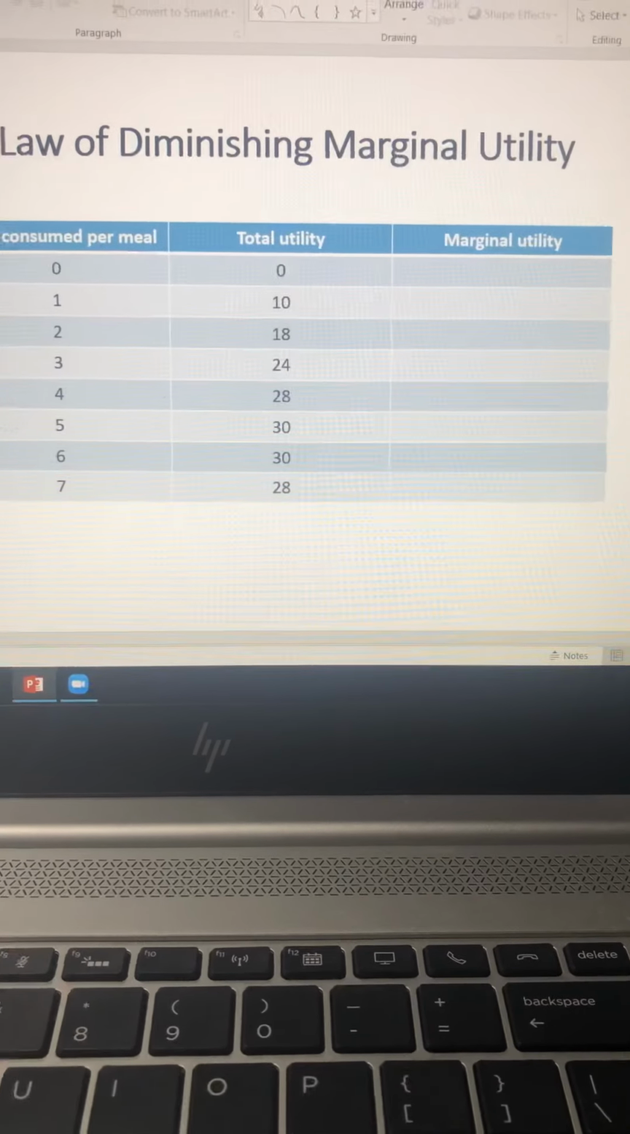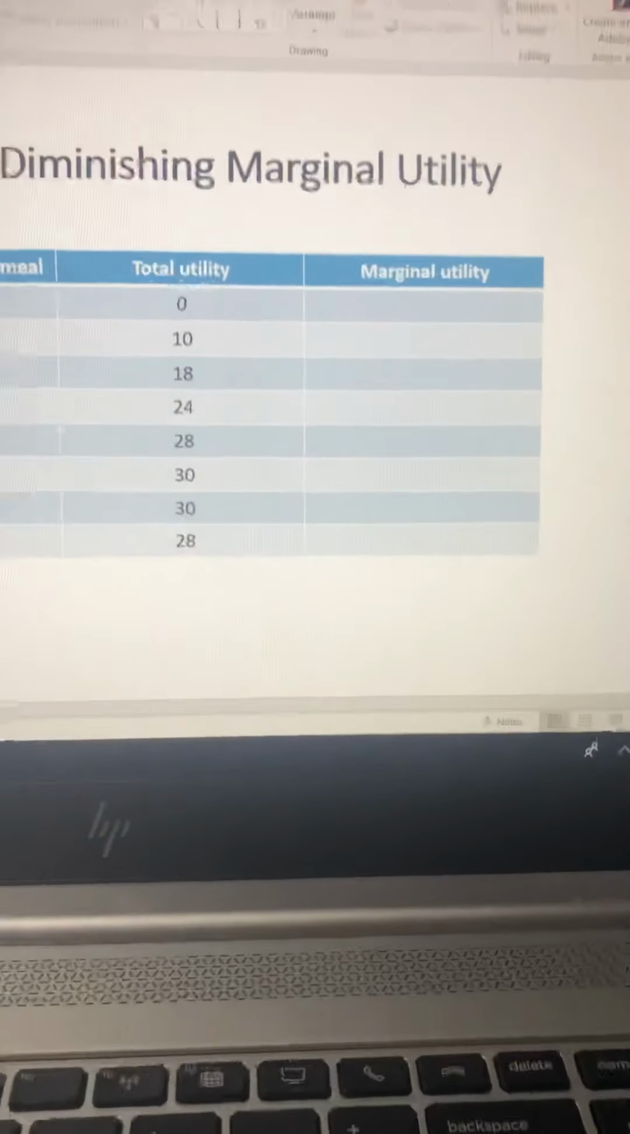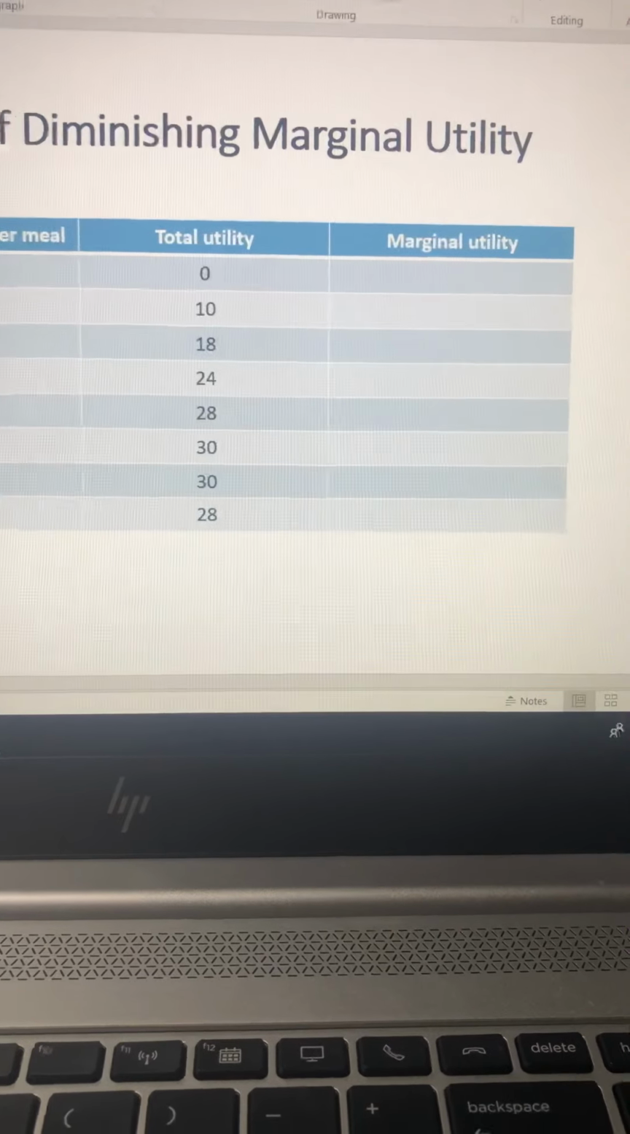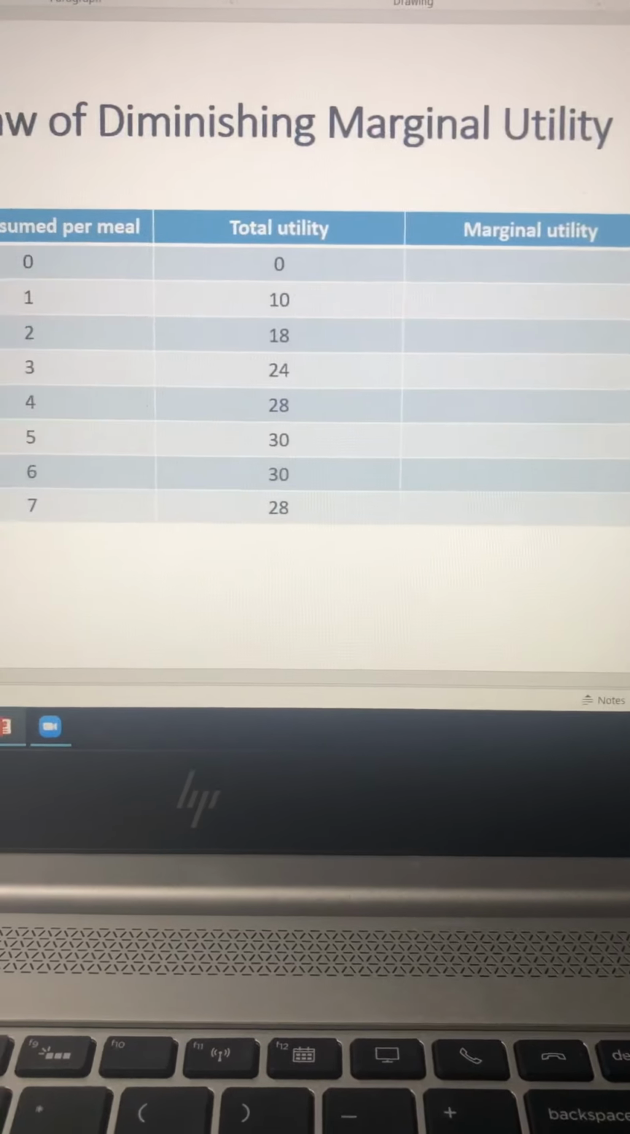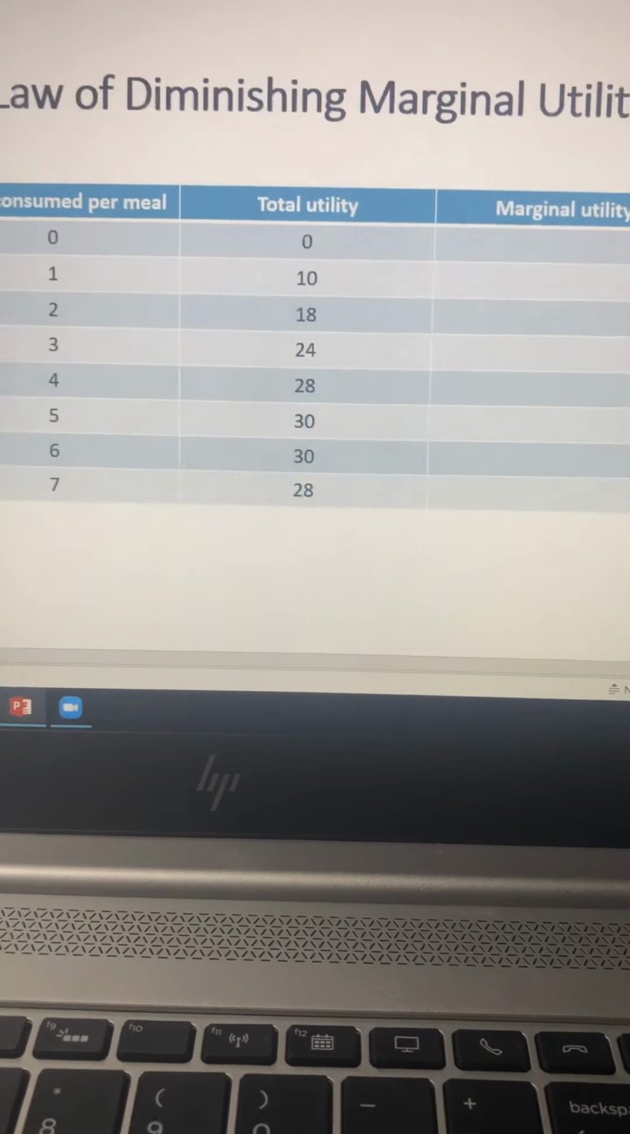Hey guys, in this video I want to show you how we can calculate the marginal utility, and this is the example that I put also in the lecture notes, so you can check out this table. This is the formula we have for marginal utility. So marginal utility is the change in total utility divided by change in quantity.